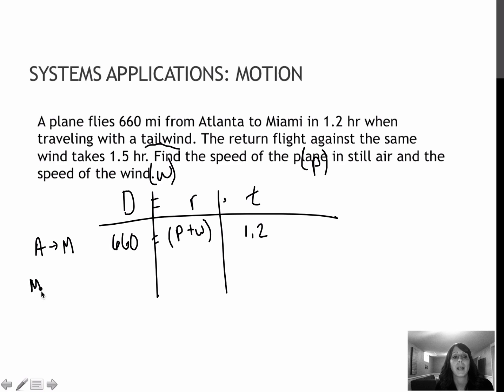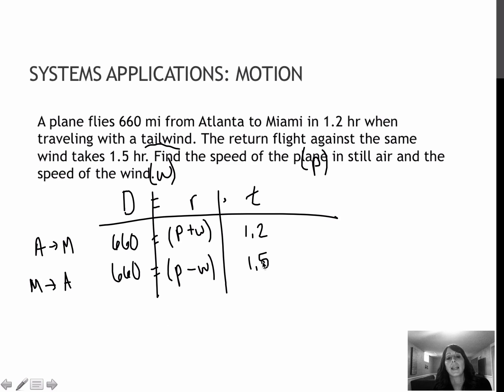Now, when I go from Miami back to Atlanta, I'm still going 660 miles. But now my rate is the speed of the plane minus the speed of the wind, because I've got wind basically slowing me down. So my rate will decrease. And that's why it takes a little bit longer, 1.5 hours.